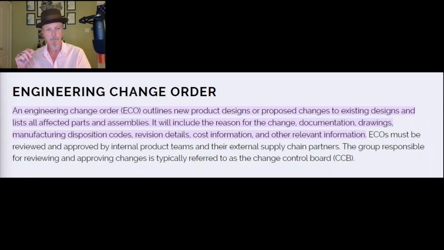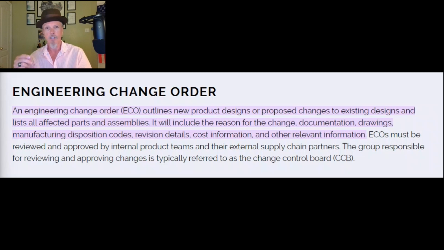So the next thing, and the last thing we're going to look at as far as these type of documents, is the engineering change order. So an engineering change order, or ECO, outlines new product designs or proposed changes to existing designs and lists all affected parts and assemblies. It will include the reason for the change, documentation, drawings, manufacturing disposition codes, revision details, cost information, and other relevant information. That's pretty much what we need to know here.